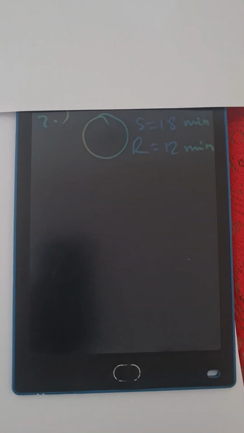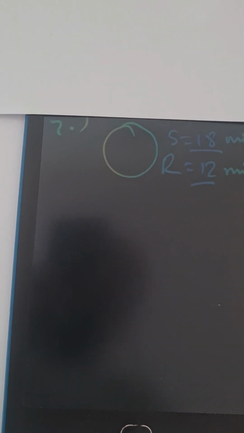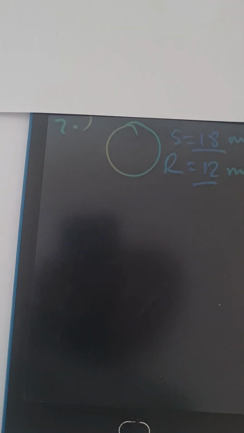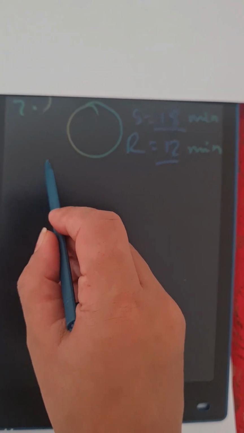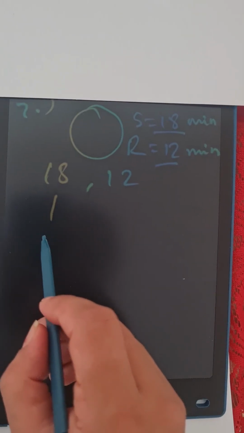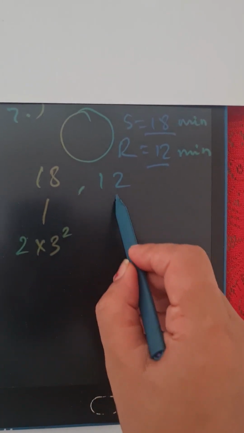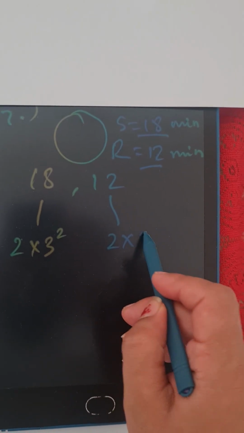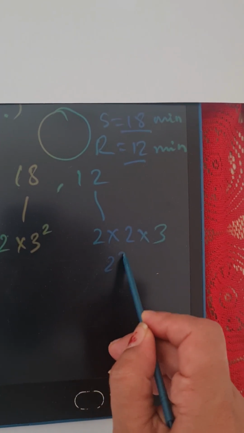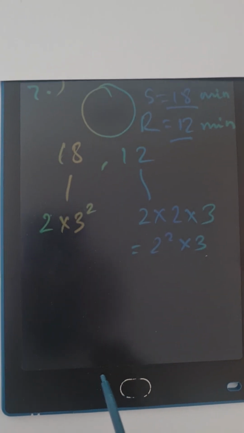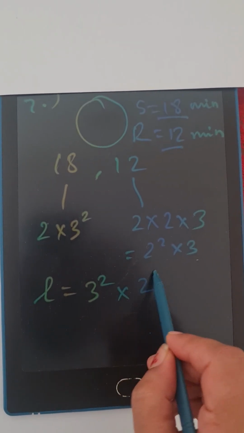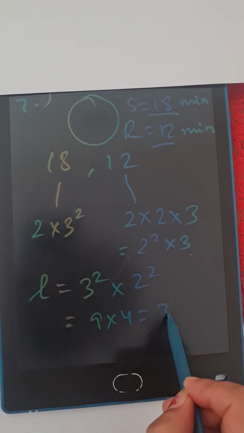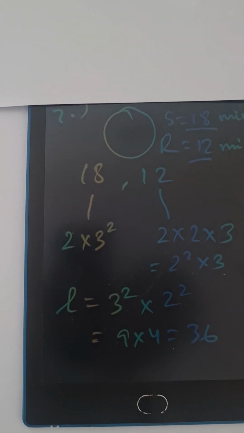So here we need to take LCM of these two numbers, 18 and 12. Question is after how many minutes they will meet again at the starting point. So to find the LCM we need 18, 12 prime factorization. So 2 into 3 square, 3 and 9 is 18. 2 into 2 square, 2 into 4, 4 3s are 12. So it's 2 square into 3. Fine. So the LCM is 3 square into 2 square. 9 into 4 is 36. So after 36 minutes, these two will meet.